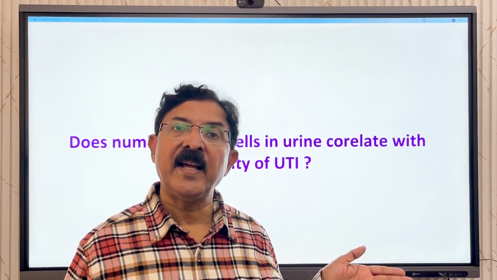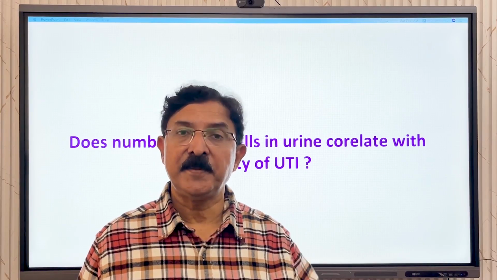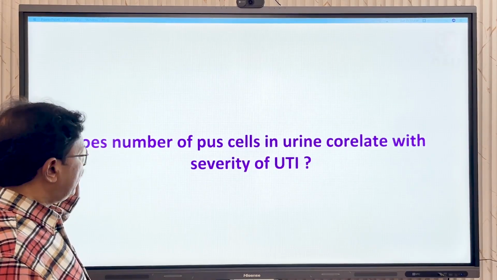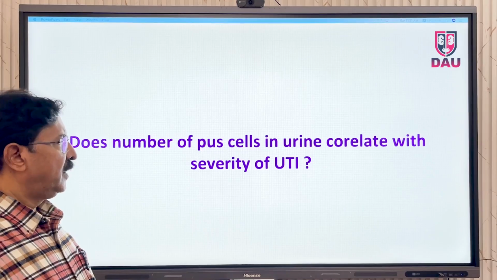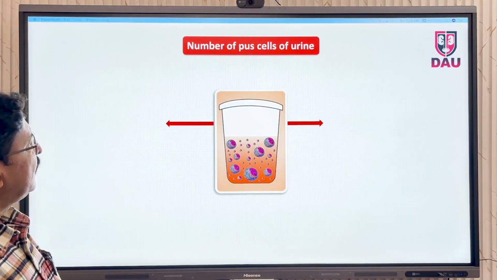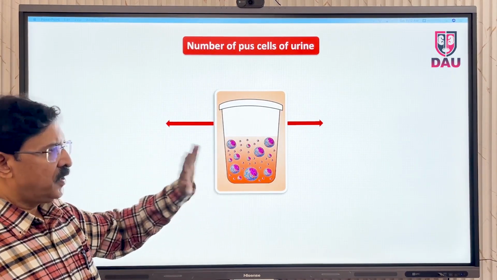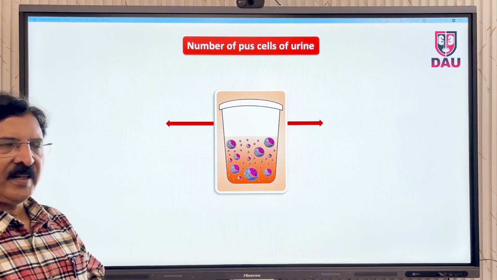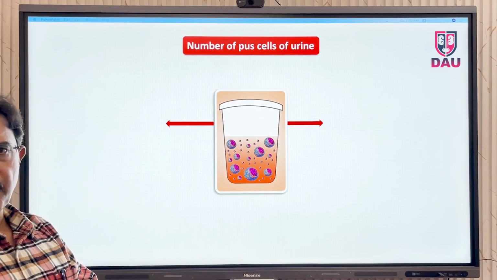Doctor, my pus cells were 10 before, now they become 20. Is my infection increasing? Now this is a very, very common mistake. Is the number of pus cells in urine related to the severity of UTI? Now friends, in the centrifuged urine sample, you look into the precipitate under high power microscope and count the number of pus cells.